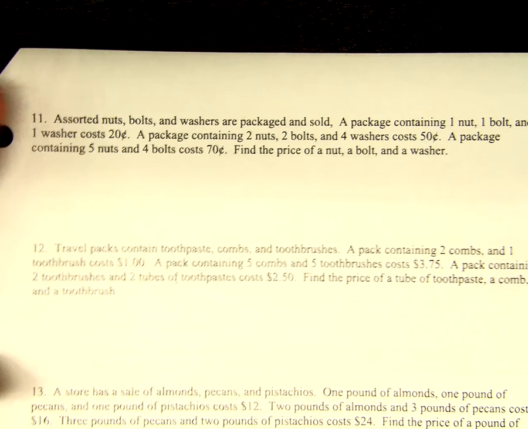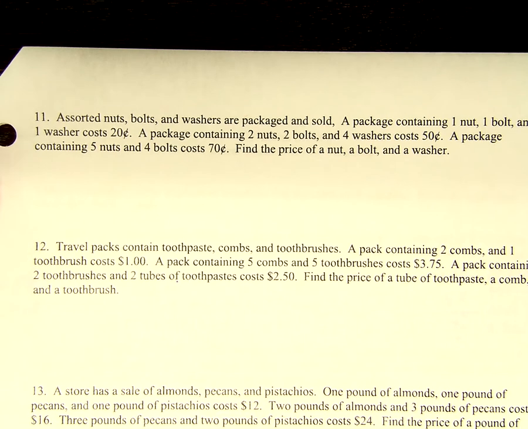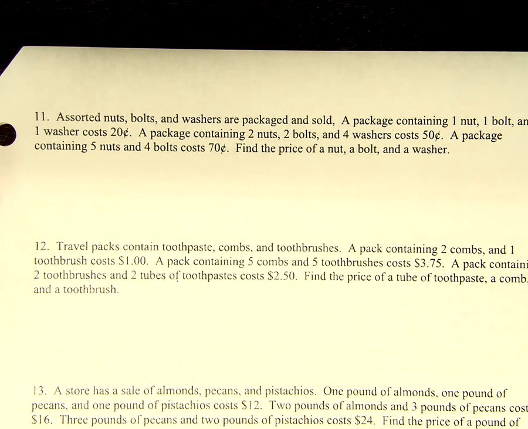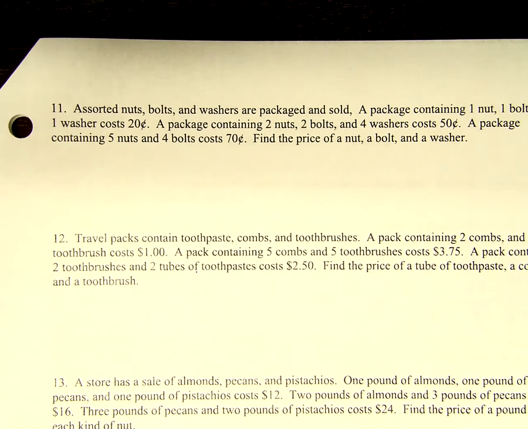Assorted nuts, bolts, and washers are packaged and sold. A package containing one nut, one bolt, and one washer costs 20 cents. Package containing 2 nuts, 2 bolts, and 4 washers costs 50 cents. Package containing 5 nuts and 4 bolts costs 70 cents. Find the price of a nut, a bolt, and a washer. Oh, yeah, you noticed that right away. You have 3 variables, so you're going to need at least 3 equations, aren't you?